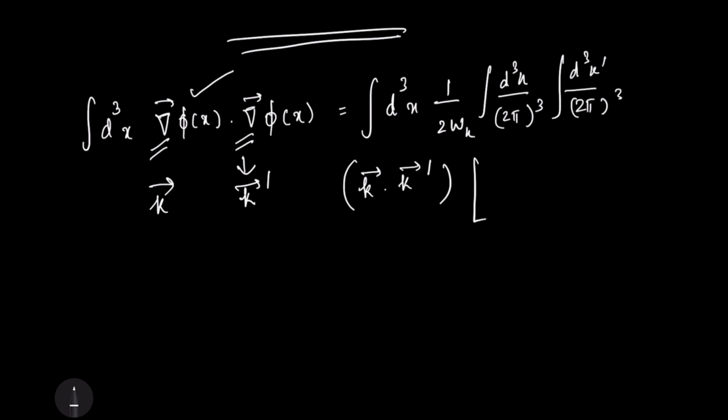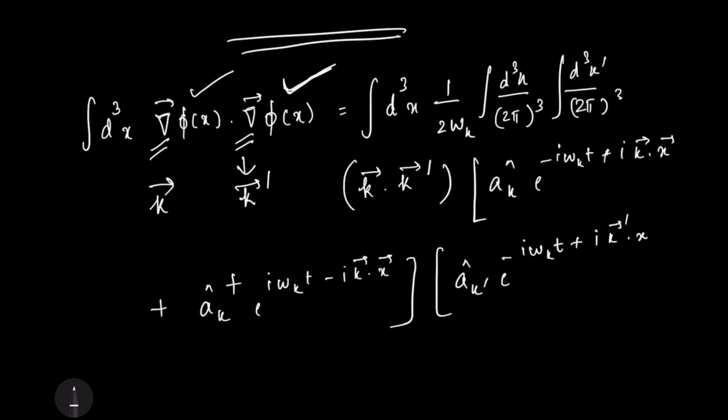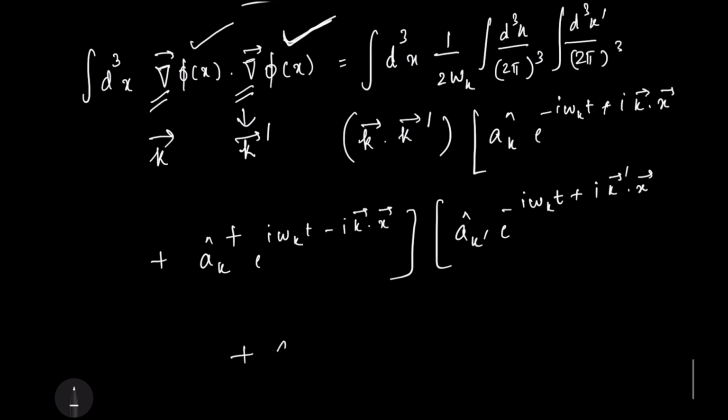Then the corresponding operators in phi. So a_k e^{-iωt + ik·x} + a_k† e^{iωt - ik·x}. That is the first phi, and now the second phi will be a_k' e^{-iωt + ik'·x} + a_k'† e^{iωt - ik'·x}.